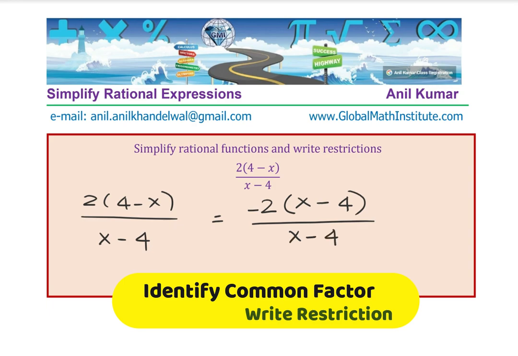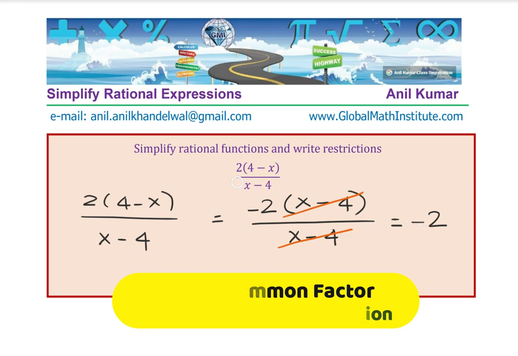Now you can clearly see that they are exactly the same, and so we can cancel them and write this rational expression as minus 2. You get the idea. So if you have factors which are placed like 4 minus x and x minus 4, when you cancel them, you do get a minus, right? You can also clearly see that the rational expression given to you, 2 times 4 minus x over x minus 4, is not exactly the same as minus 2.